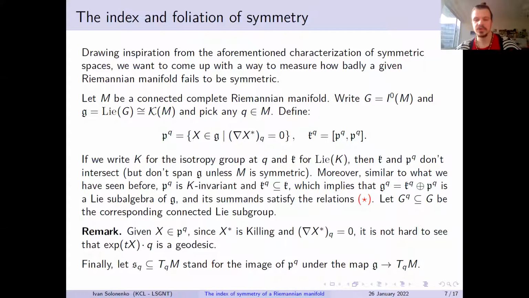And the last thing we do is that we define SQ to be just the image of PQ under the map from G to TQM. They're of the same dimension. So basically you have this K piece, which is the kernel of this map. And you have somewhere not intersecting with it, the PQ piece. So when you project it onto TQM, you will project isomorphically onto SQ. So now SQ is some subspace of TQM. Any questions here?